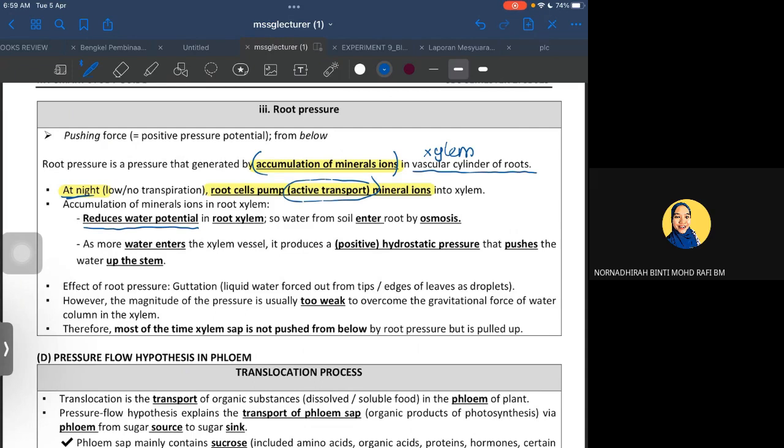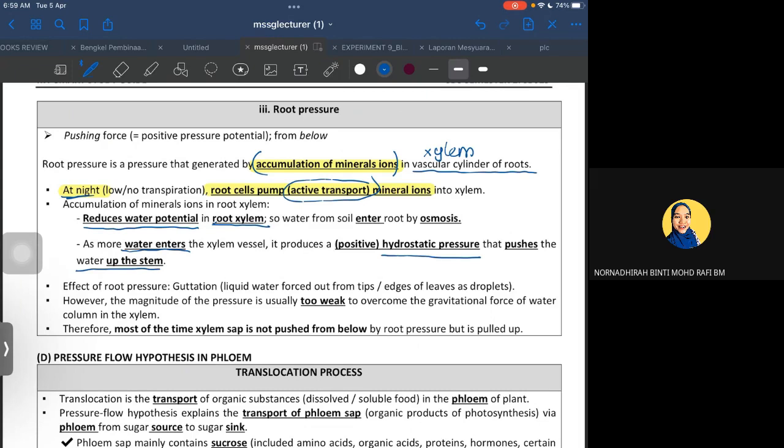Okay, and then dia akan keep on masuk. So kita nak kata root xylem pun akan kuranglah water potential sebab mineral ion keep on masuk. So this will cause the movement of water into the root xylem. So dia akan create yang kita panggil sebagai hydrostatic pressure due to the movement of water into the xylem without fail. So it will push the water up the stem.